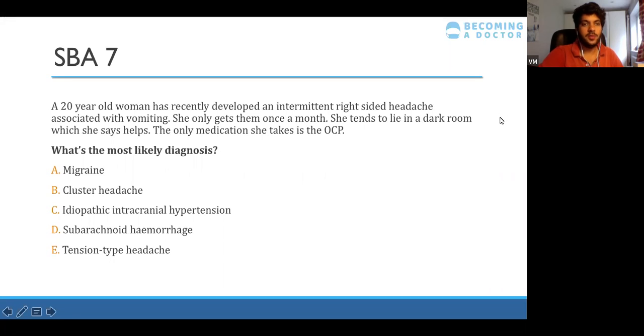A 20-year-old woman has recently started developing an intermittent right-sided headache associated with vomiting. She only gets them once a month. She tends to lie in a dark room, which she says helps. The only medication she takes is the oral contraceptive pill. What's the diagnosis?